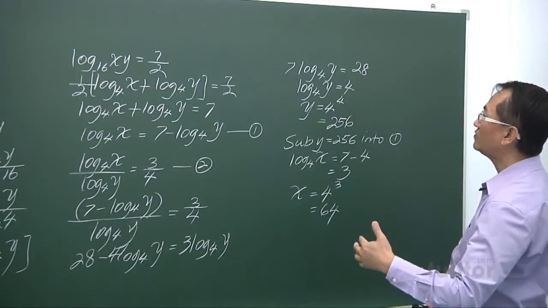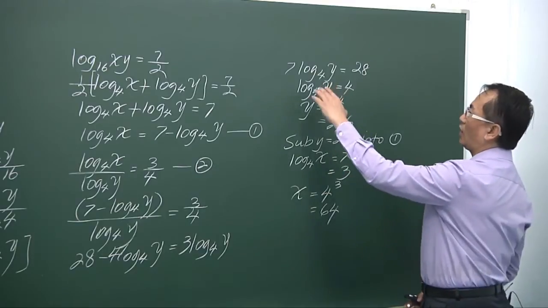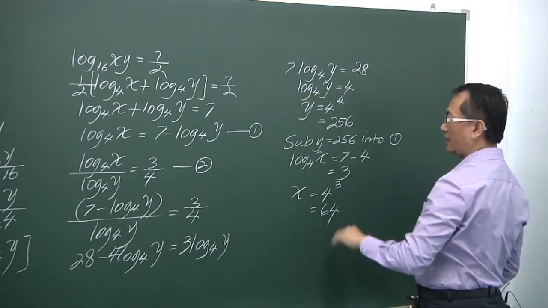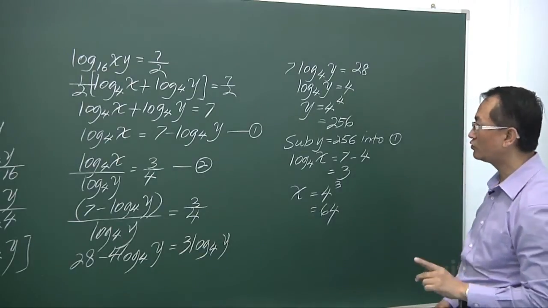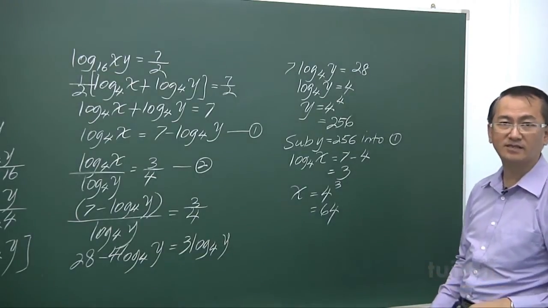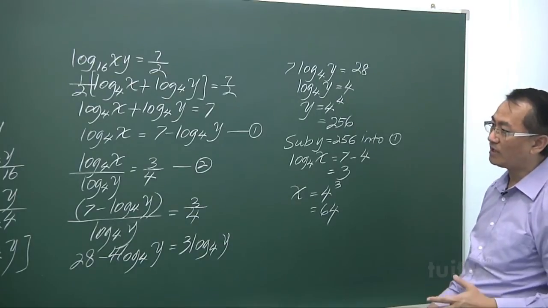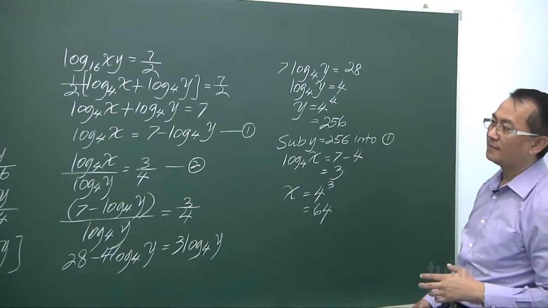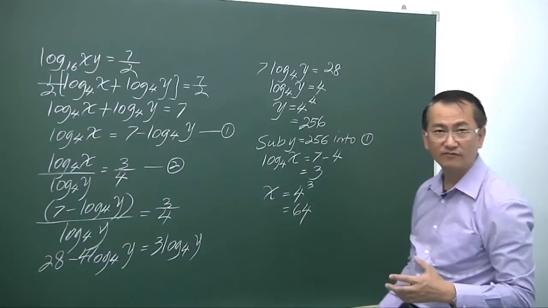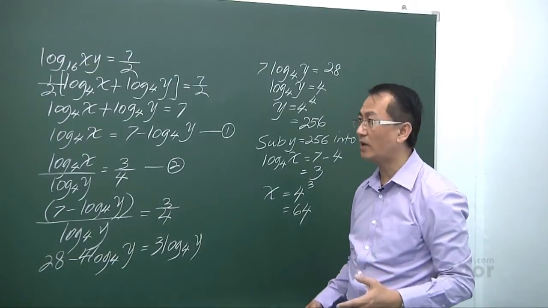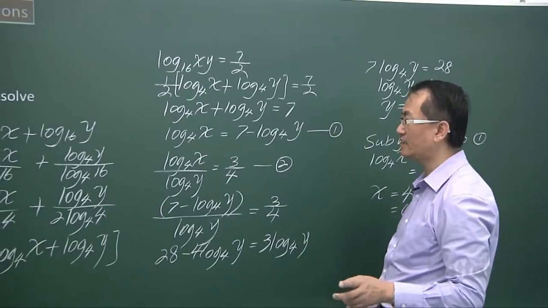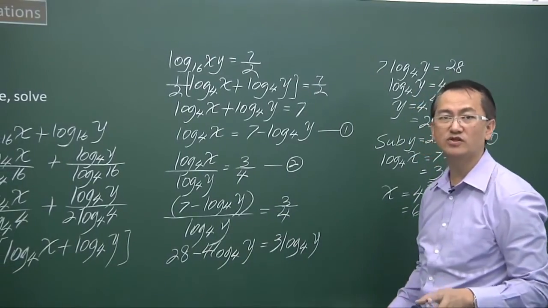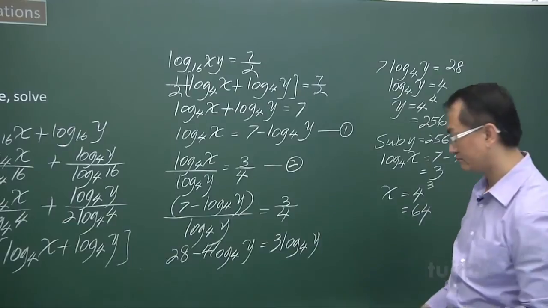So there are times when students just stop at log base 4y and also log base 4x for their answer. But it should be to find the x and the y value. And we have used the result in the first part, the showing part, in simplifying the first simultaneous equation. And after that, we make use of the substitution method.